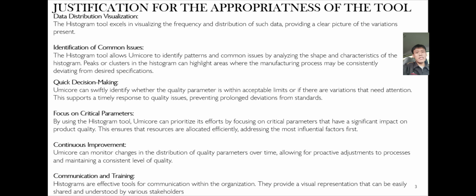And number 5 is continuous improvement. The histogram tool is not a one-time solution but can be used iteratively for continuous improvement. Umicore can monitor changes in the distribution of quality parameters over time, allowing for proactive adjustments to processes and maintaining a consistent level of quality.